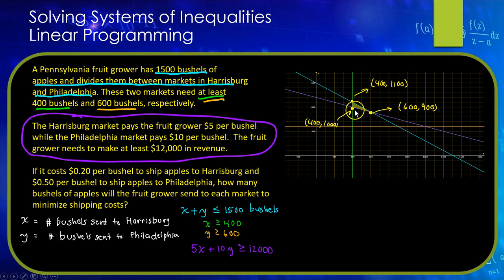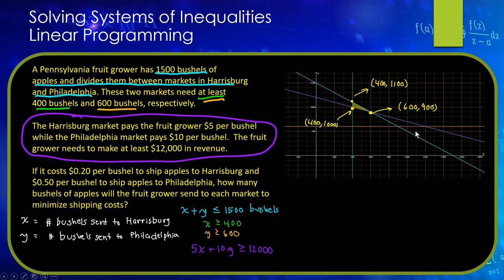The first corner point is at 400, 1,000, which means 400 bushels sent to Harrisburg and 1,000 sent to Philadelphia. This one up here would be 400 bushels to Harrisburg and 1,100 to Philadelphia. And this one here would be 600 and 900. So these are my three possibilities.